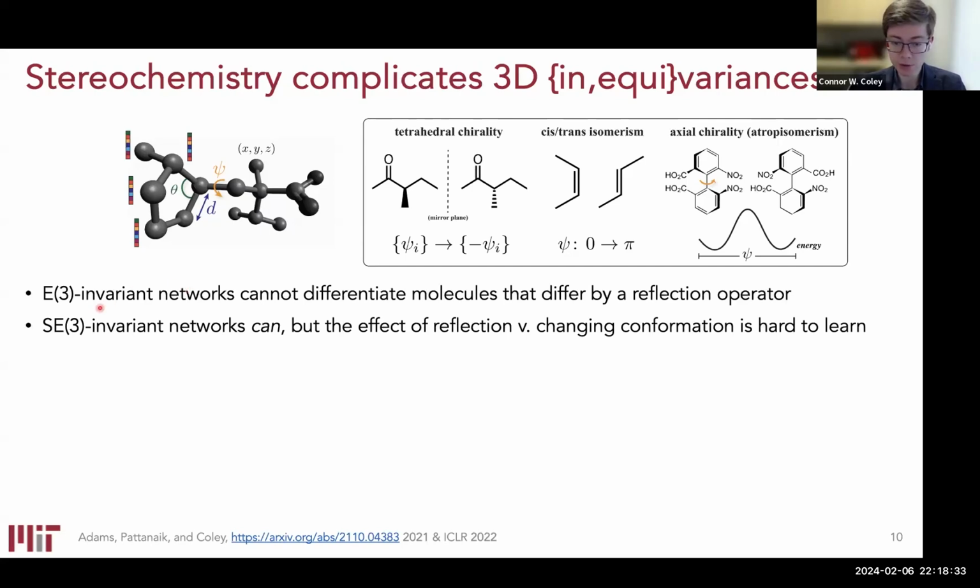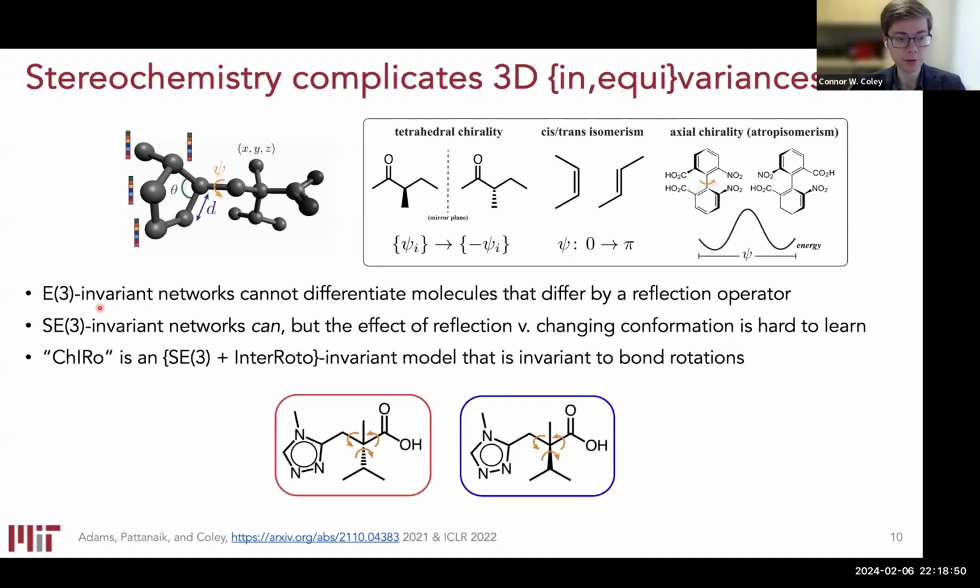And so we think about other symmetries. Maybe we want our model to ignore the translation or rotation of the structure because it's the same structure, but be sensitive to reflections. SE3 networks can do that, but they also will be sensitive to small adjustments in angles and dihedrals. That prompted us to develop a different kind of network, a network that has the symmetries we want and doesn't have the symmetries we don't want. We call this Chiral. Chiral is essentially an SE3 model that also adds this inter-rotor type invariance.